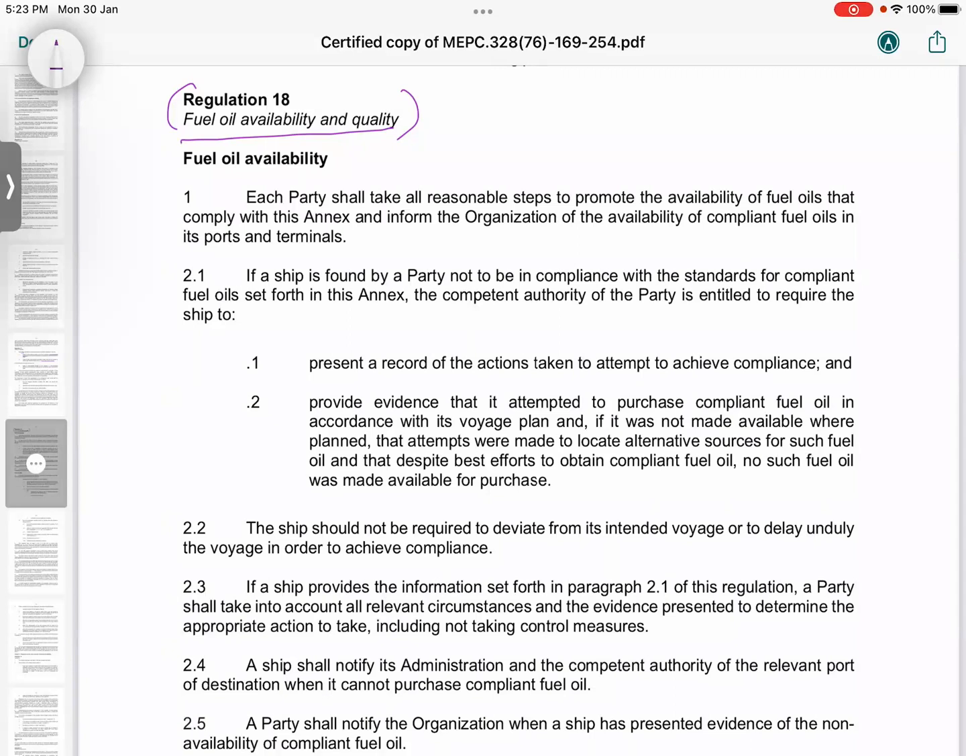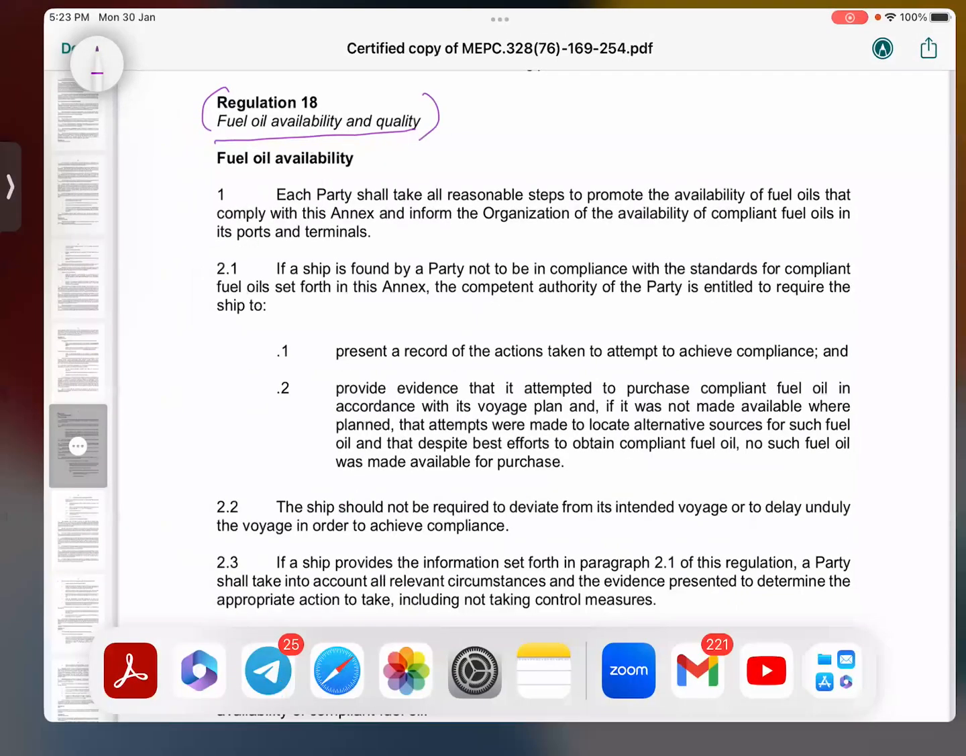Guys, please turn off your mic. Am I clear? किसी का audio आ रहा है? Okay, very good.